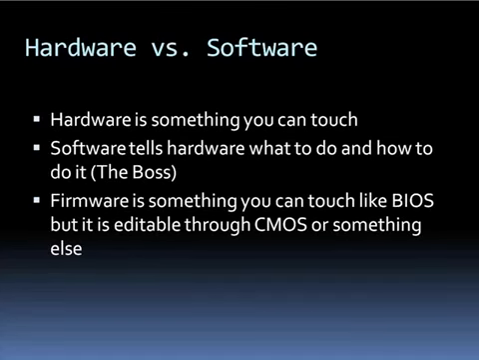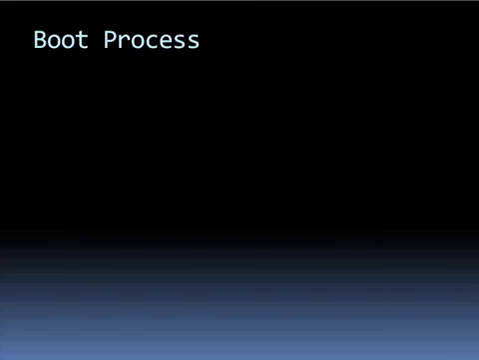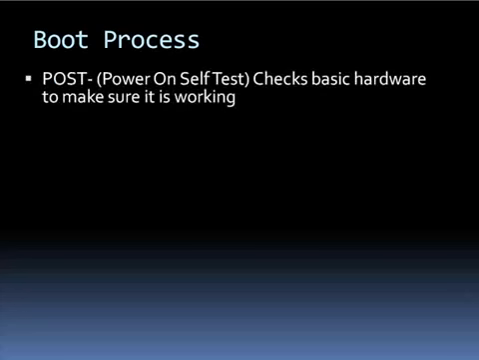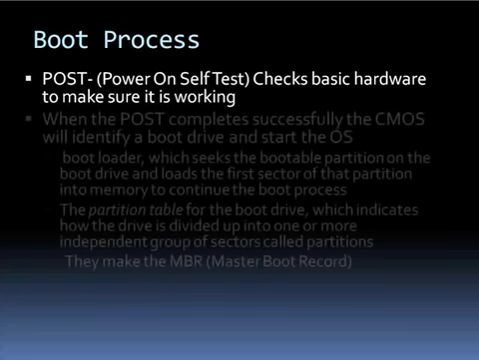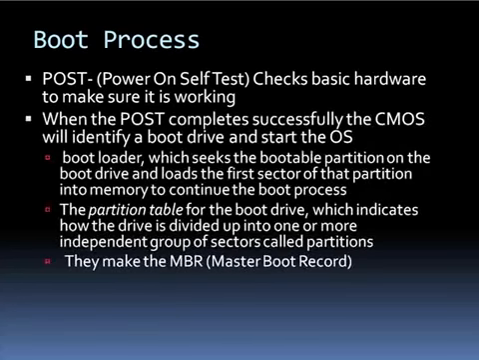Firmware is something that you can touch, like BIOS chips, but it's editable through CMOS or some other way, or a firmware update. The boot process: when you first turn on your computer, you have the power on self-test. It powers on and checks all the hardware to make sure the hardware is working at a basic level. When the POST completes successfully, the CMOS will identify the boot drive and start the operating system. The OS stands for operating system, like Windows, Linux, Mac OS.